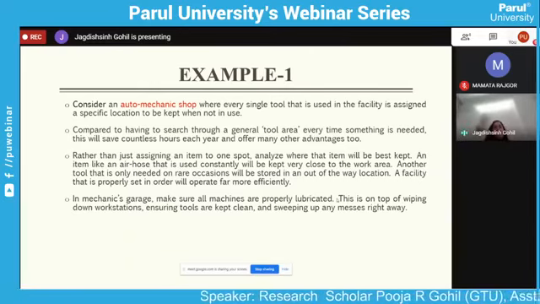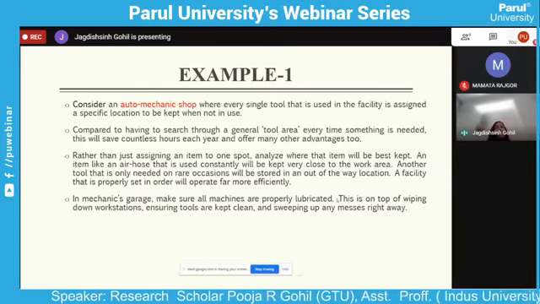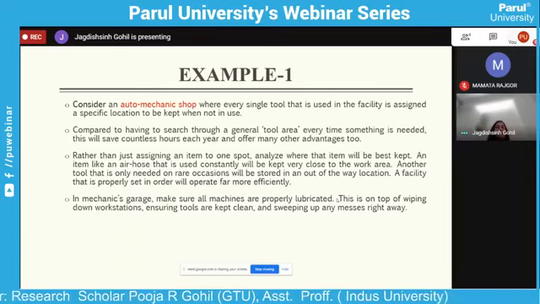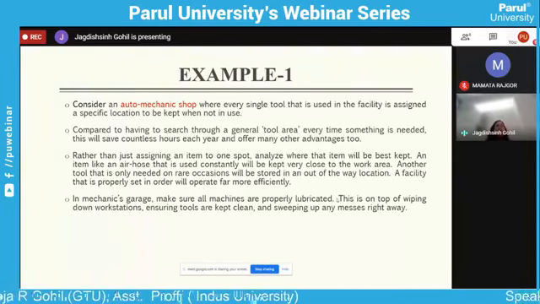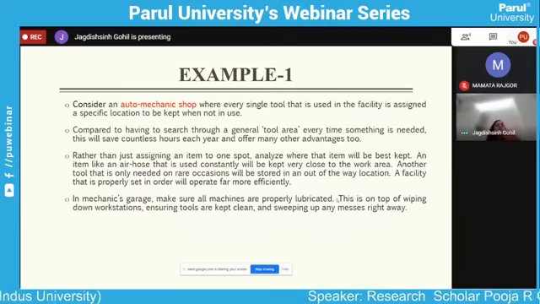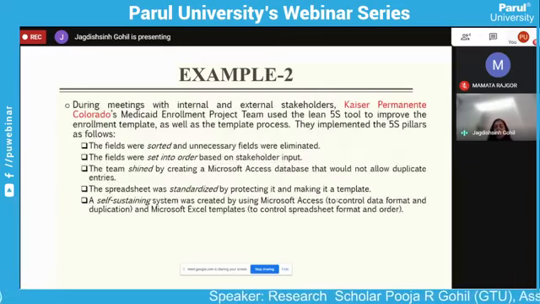On top of this comes wiping down your workstations, ensuring your tools are kept neat and clean, and cleaning all your mess away. By doing so, we are following our 5S concept. So that's why I'm saying, knowingly or unknowingly, we are definitely following this concept in our day-to-day life. Even a small mechanic can follow this concept. If this can be done in small shops, then why not in the construction industry?